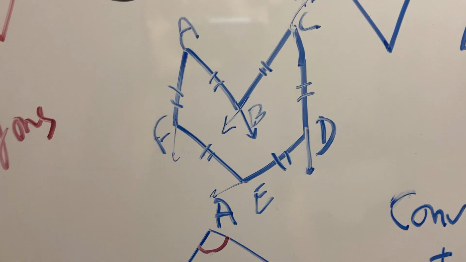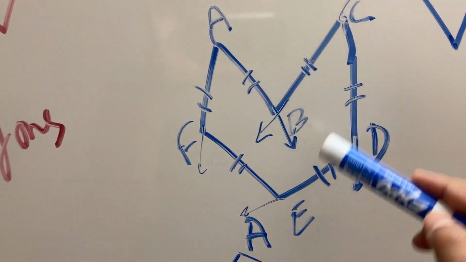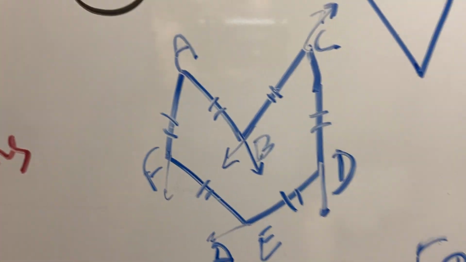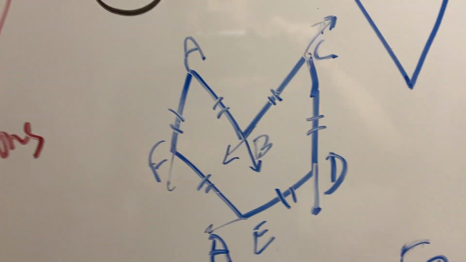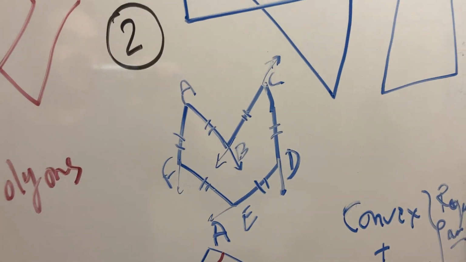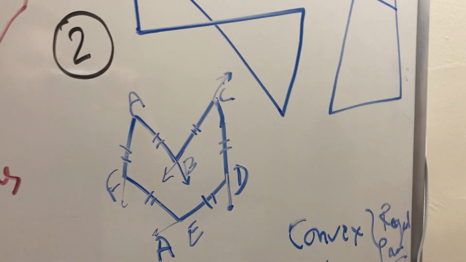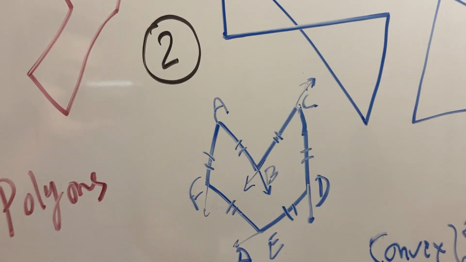It is a polygon. How many sides are there? 1, 2, 3, 4, 5, 6. So this is a hexagon. But that's not a regular hexagon. That's an irregular hexagon. Because of this convex property, it becomes an irregular hexagon.